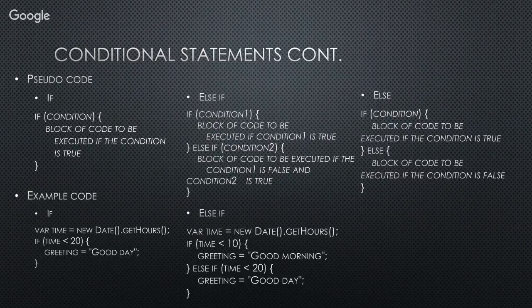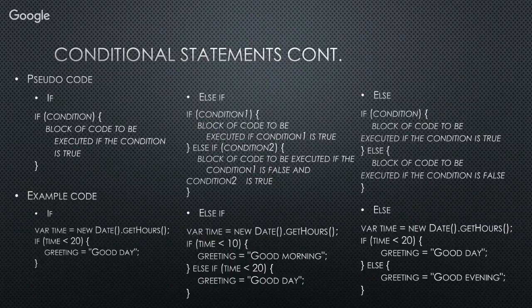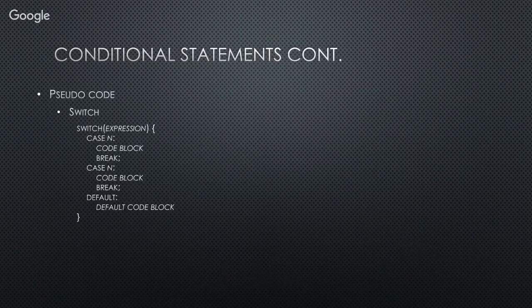If nothing else above in the if chain block is true, then the else will run. So in this case, you can check if the time is less than 20, and if it's not, then do this. Any questions on that? All right. Cool. And then we have the switch statement.